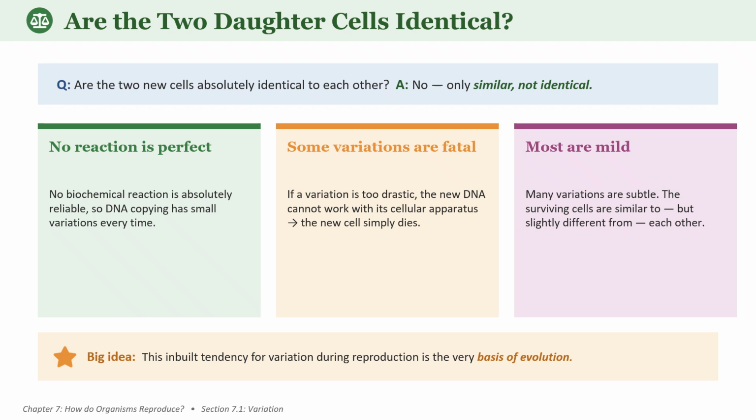And mild variation. Most variations are small and they are harmless also. For example, a difference in height, difference in skin color, and also differences in eye color. So what is the end result? New organisms resemble their parents but are not completely identical. They just resemble. So what is the importance we can see here? These small variations form the basis of evolution.